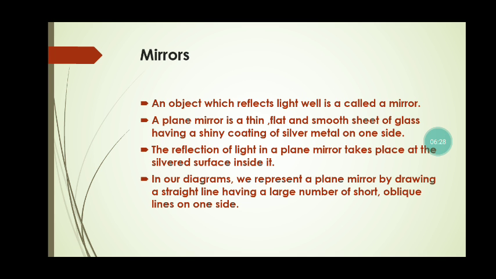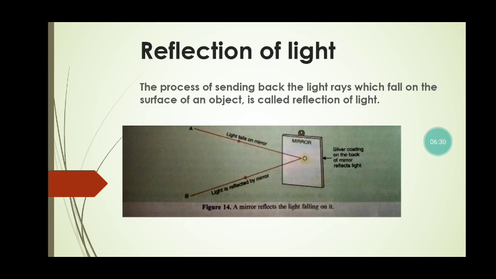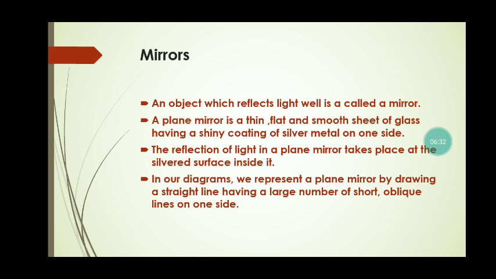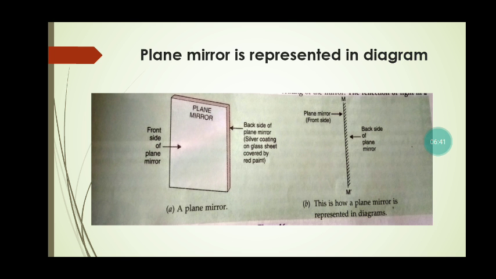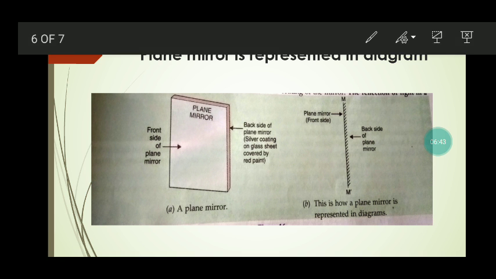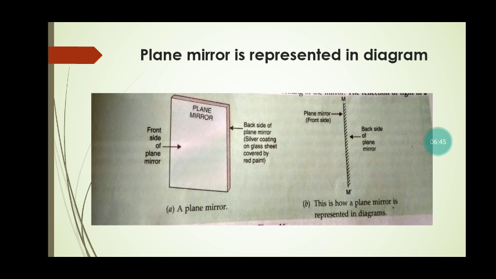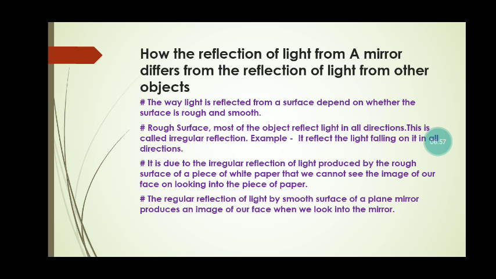In our diagram, we represent a plane mirror by drawing a straight line having a large number of short oblique lines on one side. So this is a plane mirror. You can see the back side is coated with a silver coat or red paint, and we represent it with a line with an arrow mark to show a plane mirror.